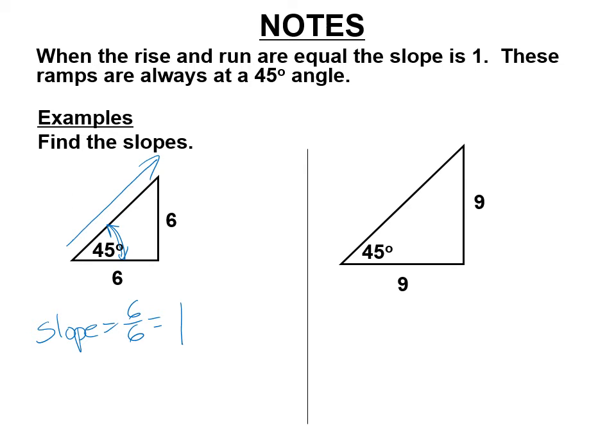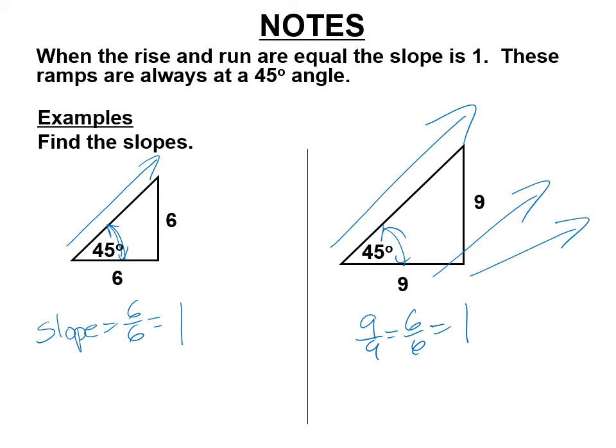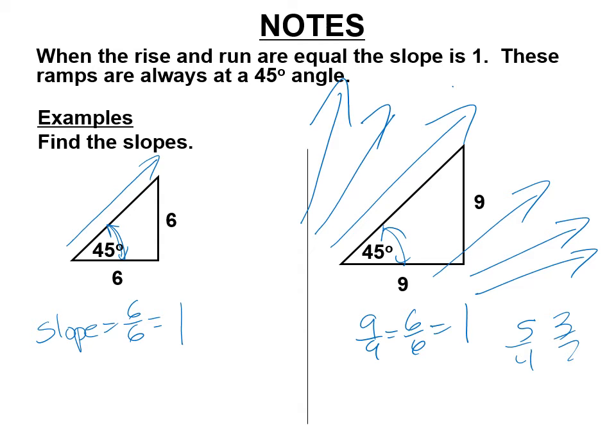All right, so what's the slope there? Right, 9/9, still the same as 6/6, still 1. This second one is bigger, but it has the same exact slope, 1 whole. So ones that are lower have fraction slopes, less than 1. Ones that go more toward the sky have higher slopes than 1, like 5/4 is bigger than 1, and 3/2, right? That's up here. They're larger than 1.